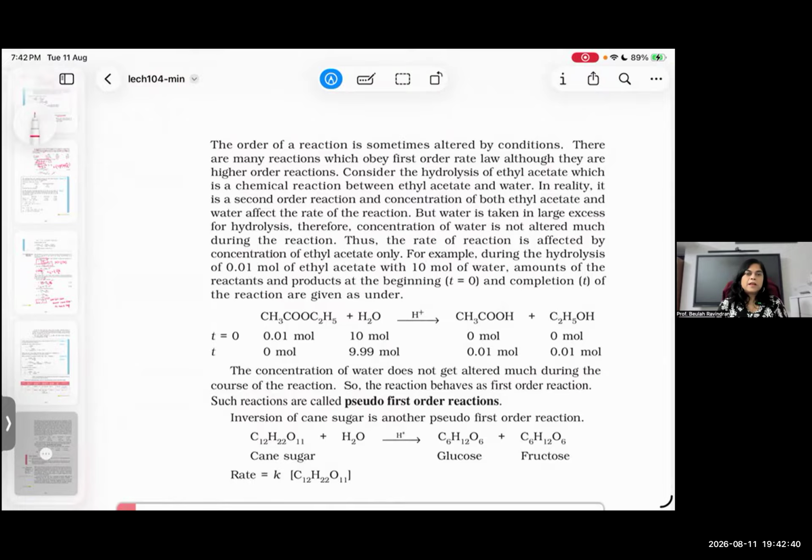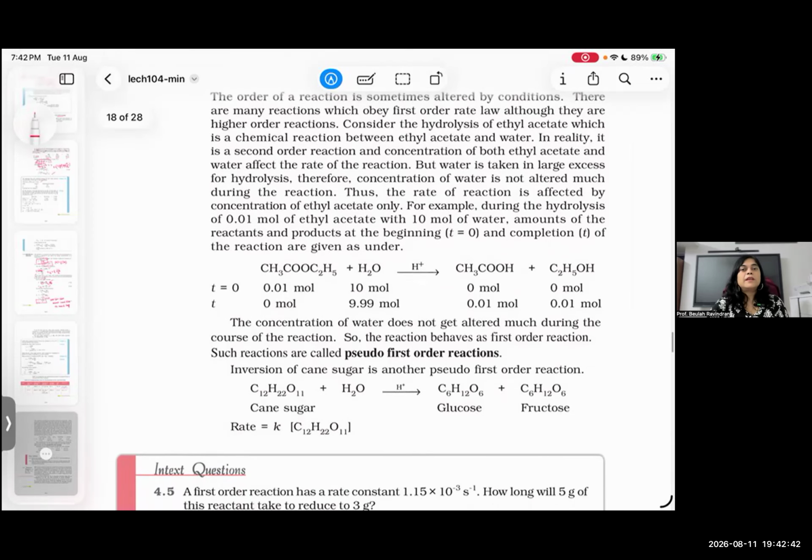The first reaction is the acid hydrolysis of ethyl acetate. So this is ethyl acetate, an ester. It is hydrolyzed to give acetic acid plus alcohol also. Here, since H2O remains effectively constant, the concentration of H2O is constant. Okay, we have taken this.